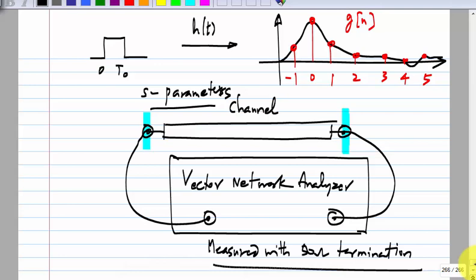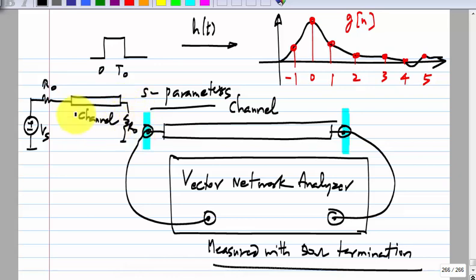Now, of course, the channel is a passive reciprocal element. Okay? So, its response depends on the termination. We assume that we have proper termination on the two sides. This is the channel and then R naught. I have assumed it is properly terminated, but if you want to simulate the effect of improper termination, you can also do that. Right? You can change the values of R s and R l and do that.